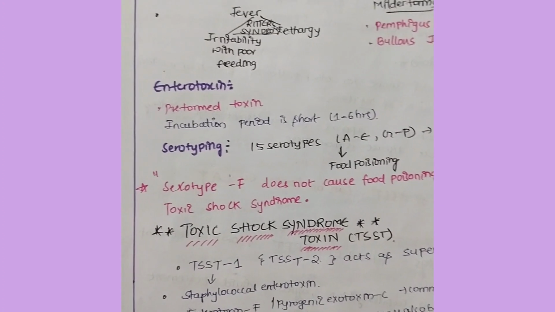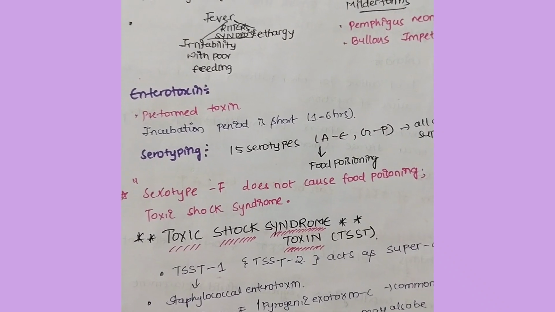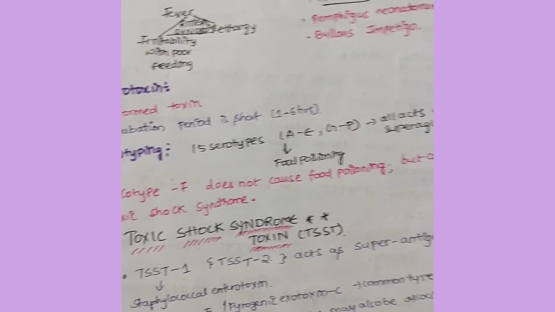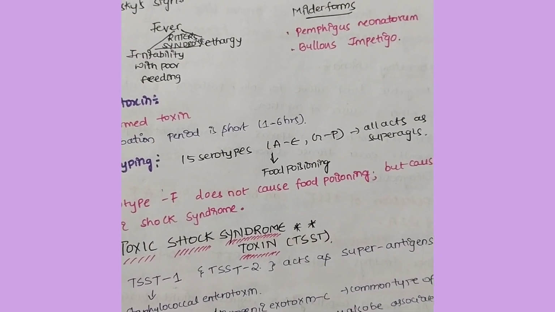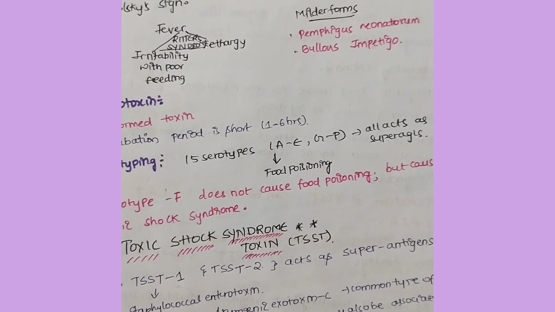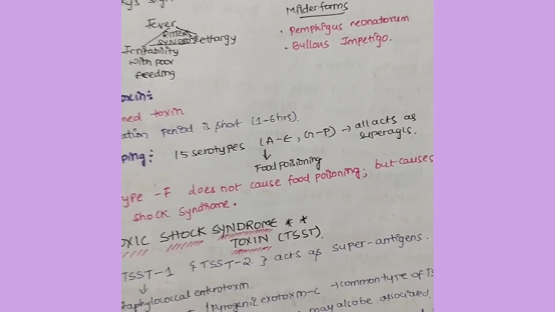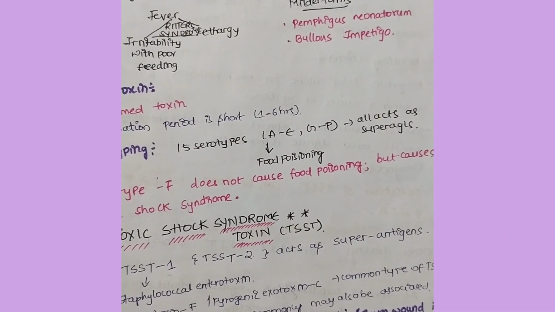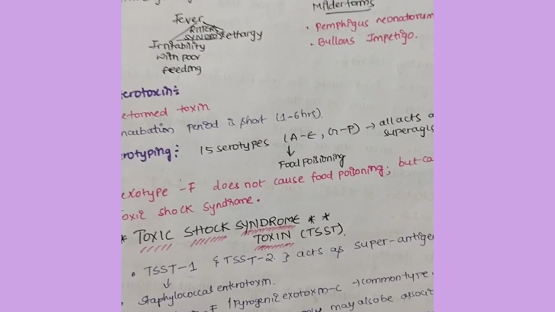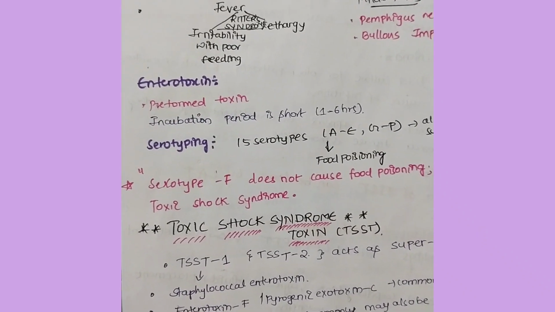Ritter syndrome will have fever, lethargy, irritability with poor feeding, which is commonly associated with children, neonates, and infants. Milder forms will be pemphigus neonatorum. Again, this is a skin infection, pemphigus. We have many forms of pemphigus: pemphigus vulgaris, pemphigus foliaceus. This is pemphigus neonatorum, as this is seen in newborns, and bullous impetigo will also be seen in milder forms of the infection.